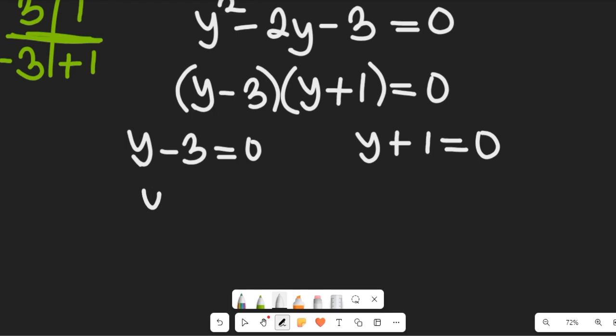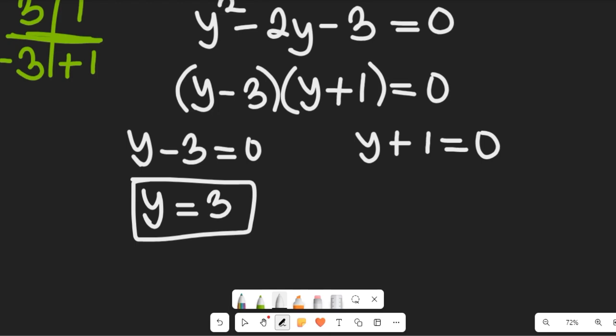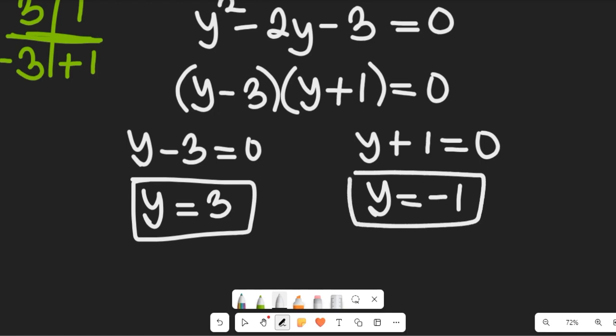From here, you see that our y is equal to 3, which is the first solution to that quadratic equation. And then we'll have our y to be equal to negative 1, which is the second solution to that expression.